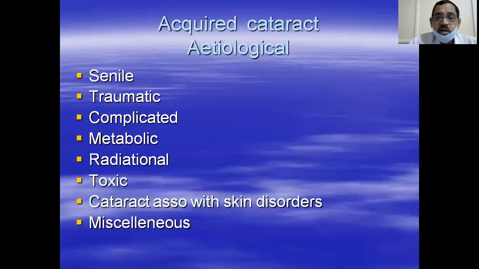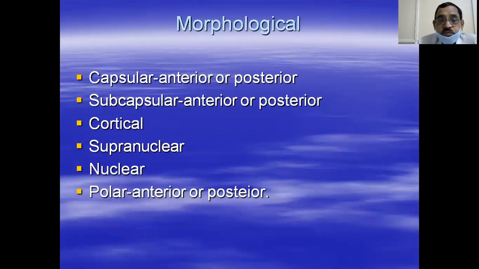So acquired cataract, the classification is again an etiological classification, and also we have a morphological classification. Etiological classification: the cataract can be a senile cataract, a traumatic cataract, or a complicated cataract, metabolic cataract, radiation cataract, toxic cataract, cataract associated with skin disorders, and miscellaneous.